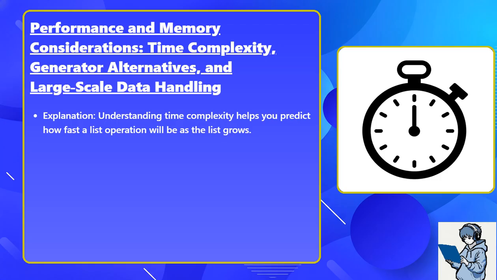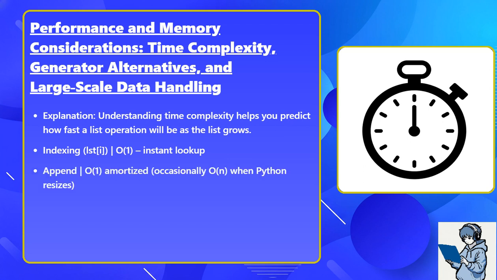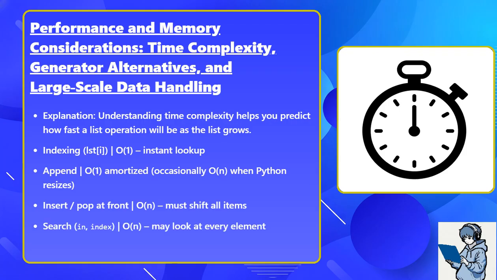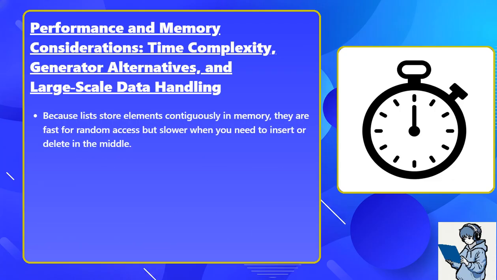Explanation: understanding time complexity helps you predict how fast a list operation will be as the list grows. Indexing, lst[i], is O(1), instant lookup. Append is O(1) amortized, occasionally O(n) when Python resizes. Insert or pop at front is O(n), must shift all items. Search with in or index is O(n), may look at every element. Sort, list.sort, is O(n log n). Because lists store elements contiguously in memory, they are fast for random access but slower when you need to insert or delete in the middle.